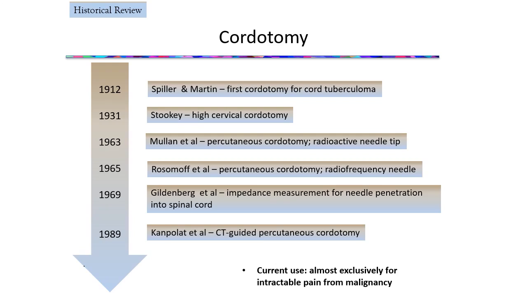In 1931, Stuckey was probably the first to perform a high cervical cordotomy for pain in the chest and upper extremity. Mullen and colleagues introduced a technique for percutaneous cordotomy at the C1-C2 level that involved use of a radioactive needle tip and reported it in 1963.